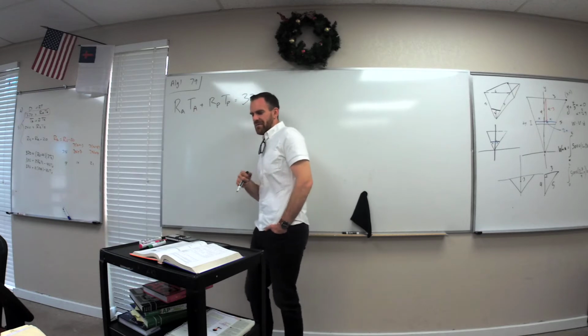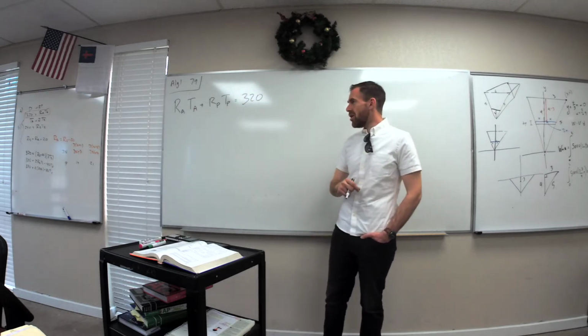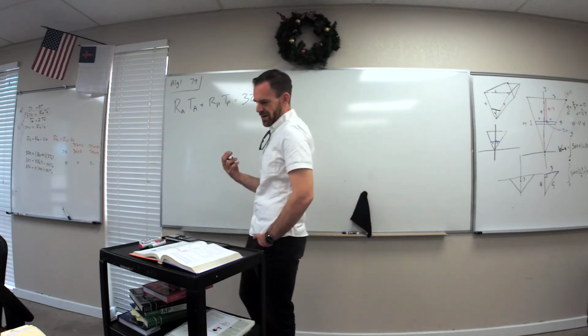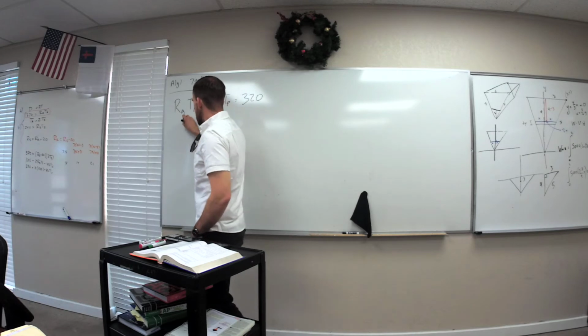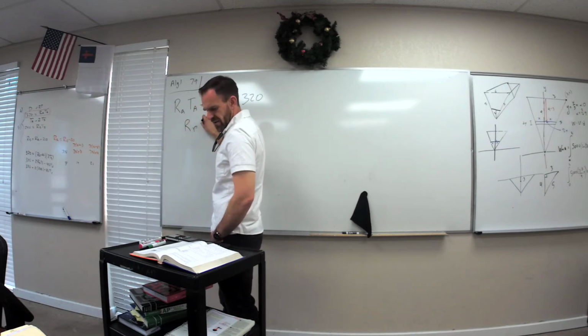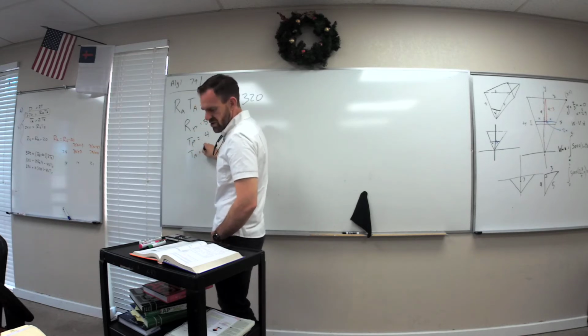Pickle. Alright, moving on. So, we have this equation, RATA plus RPTP equals 320. Then they're going to give us some additional information. We have RP equals 50, TP, not the toilet paper, equals 4, and TA equals 3.